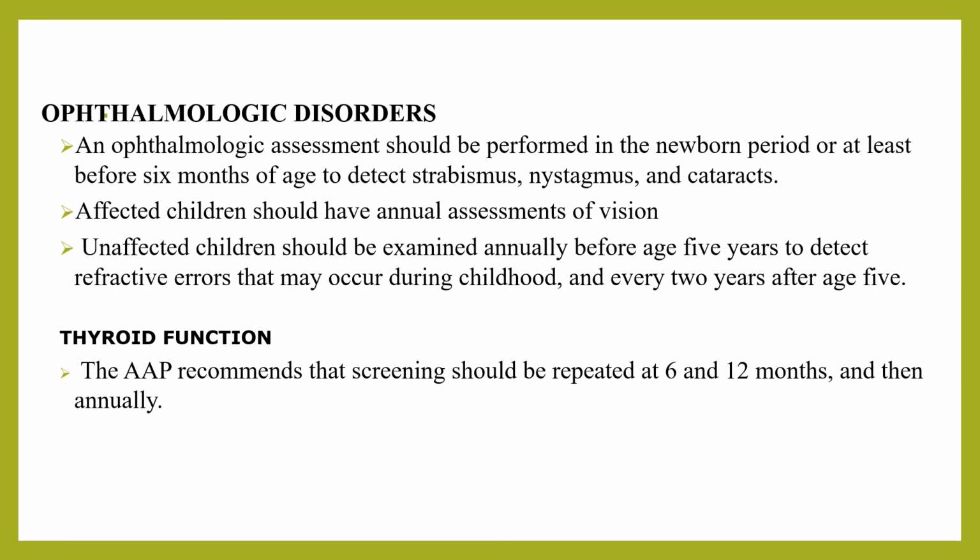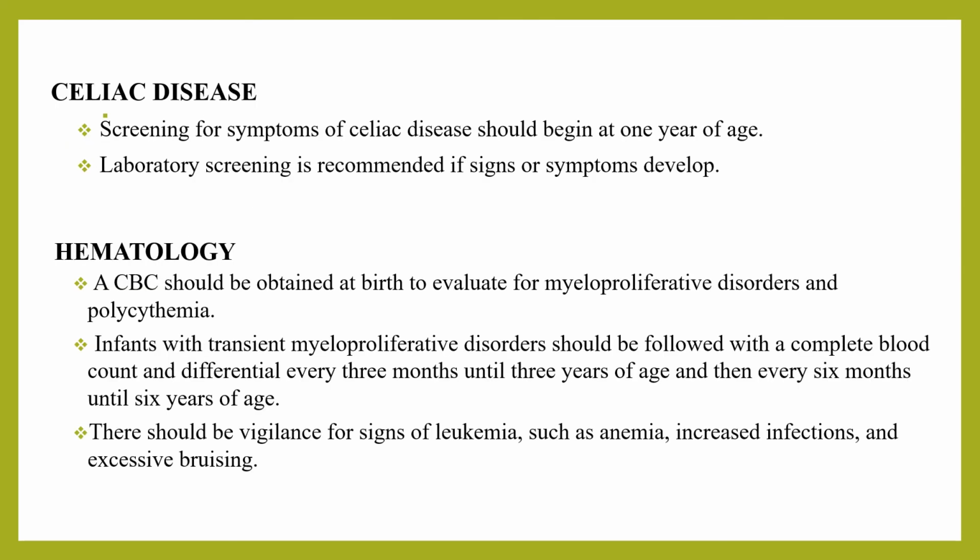The other is about endocrinologic disorders. The AAP recommends that thyroid function testing be done at birth, repeated at 6 and 12 months, and then annually. The other is celiac disease. Screening for symptoms of celiac disease should begin at 1 year of age, and laboratory screening is recommended if there are signs or symptoms of celiac disease in the child.